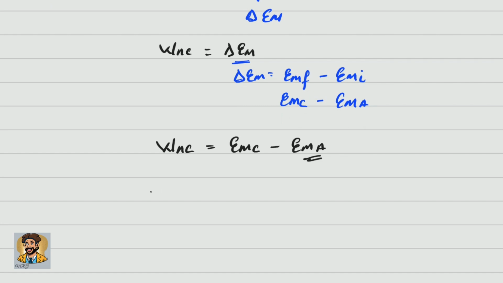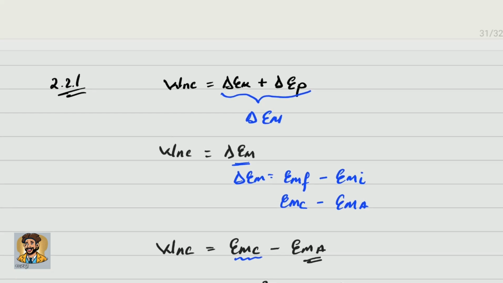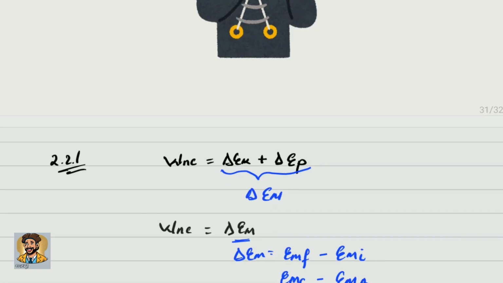So we come here, we have that the work done by the non-conservative forces is equal to half mass times the speed of the ball at C squared, plus mass times acceleration due to gravity times height at C. We are working with the mechanical energy at C. All right, all of that is the mechanical energy at C, and this minus the mechanical energy at A, which we already calculated, so we don't have to recalculate it. There it is, the mechanical energy at A.